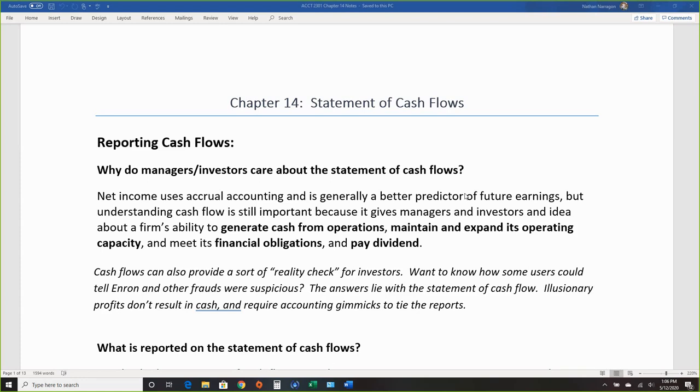It's going to show the ability of a business to generate cash from operations, maintain and expand its operating capacity, and meet financial obligations or pay its dividends. This is known as a reality check for investors, and it mostly came from the big crash of the Texas company Enron. So this is a still new statement, the newest of the previous three. All we're going to do right now is have you learn a little bit about it and go over how to do one, not too much in detail, just as easy as you can.